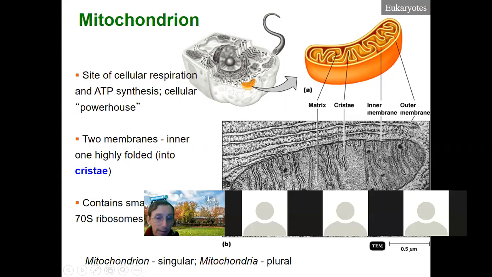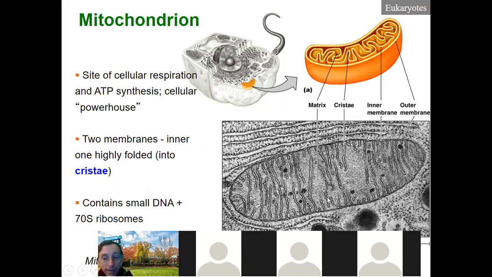Any question about any of that? This is unusual, where an organelle contains DNA and ribosomes, but both the mitochondria and the chloroplast have both DNA and 70S ribosomes.